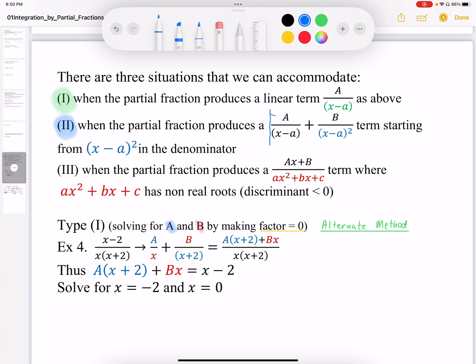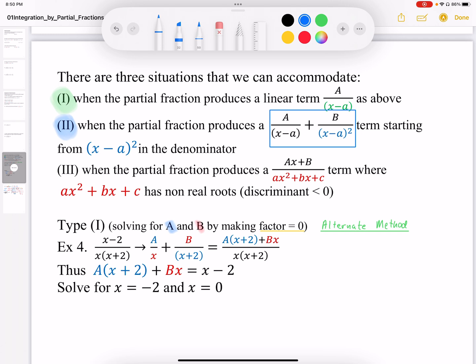Okay, so this is our setup for this type 2 partial fraction. And this is essentially a formula that we're going to use when we have a type 2. And we can recognize a type 2 when we have an x minus a squared, so when we have a squared factor in the denominator.